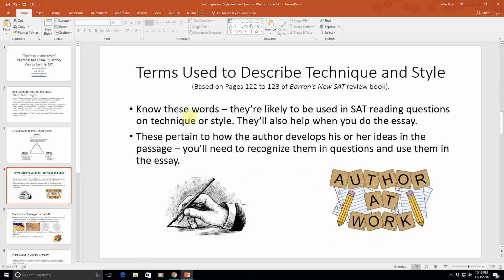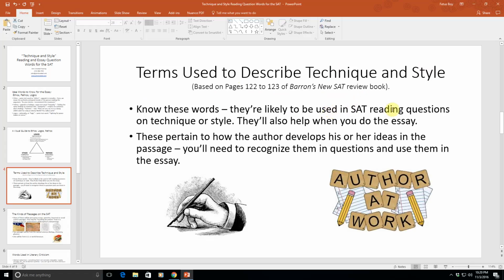So let's move on. These are some terms used to describe technique and style. You can find them on pages 122 to 123 of the Barron's new SAT review book, which I suggest you should buy if you're going to be taking the SAT. It's a very good book. So you want to know these words.